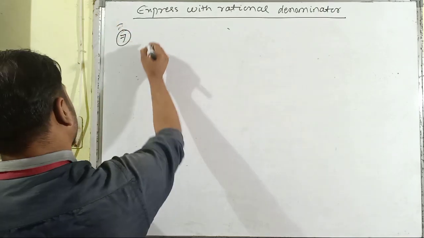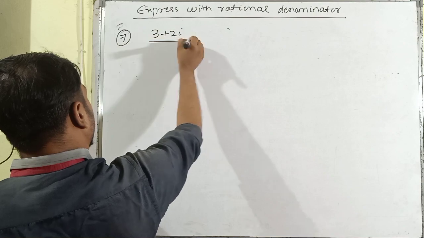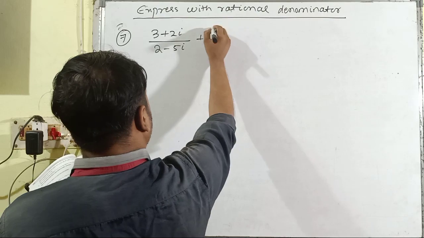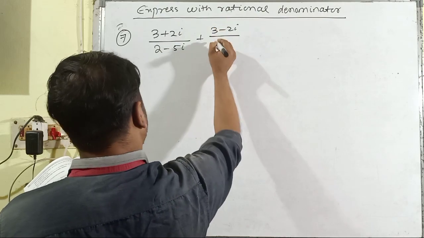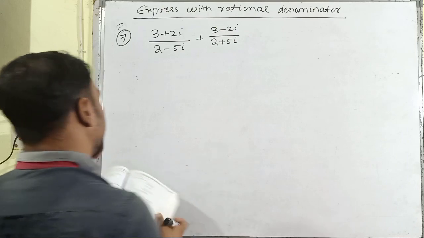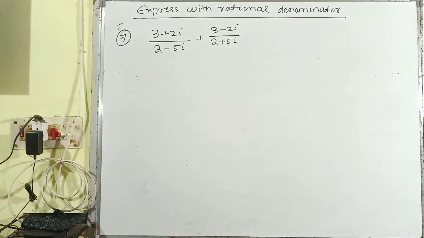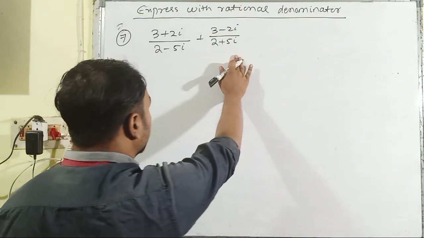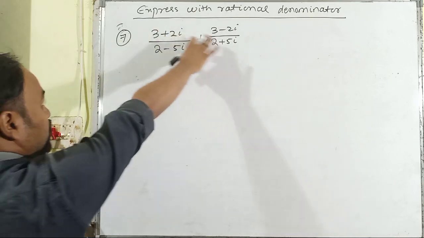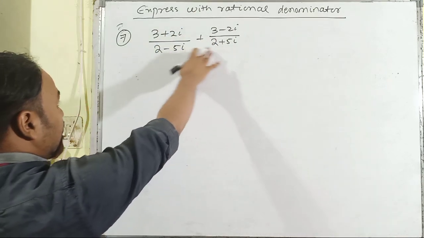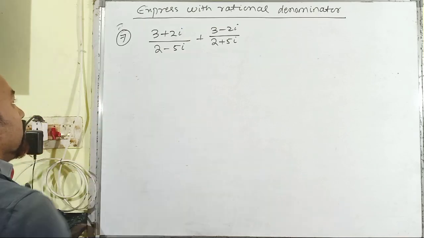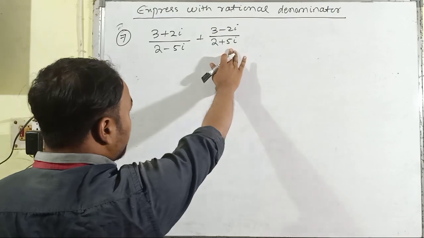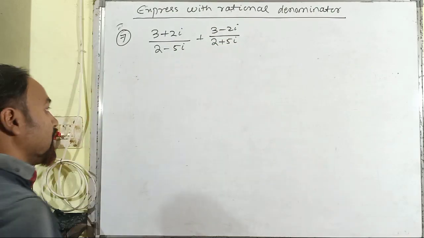Here it is number 7. (3 + 2i) divided by (2 - 5i) plus (3 - 2i) divided by (2 + 5i). In this case, we don't have to multiply a conjugate in each case because we have to add both expressions, and both expressions contain the conjugate of each other. That means the conjugate of 2 - 5i is 2 + 5i, and the conjugate of 2 + 5i is 2 - 5i.